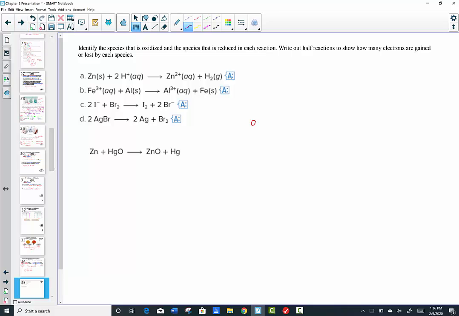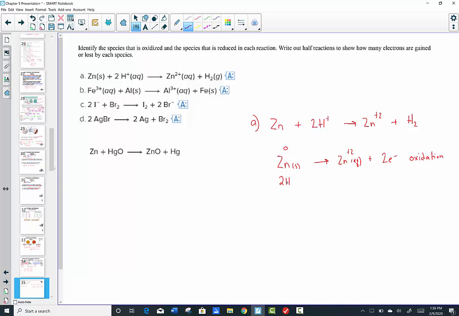Okay, so let's come back. I'll just start with letter A. The element zinc reacts with 2 ions of hydrogen to form the zinc plus 2 ion and hydrogen gas. So let's pull out the 2 half reactions. Zinc is starting as a solid and going into the aqueous ion of plus 2. So starting with no charge and going to a plus 2 charge is a loss of electrons. This is oxidation, becoming more positive.